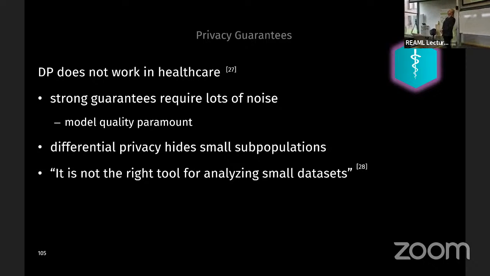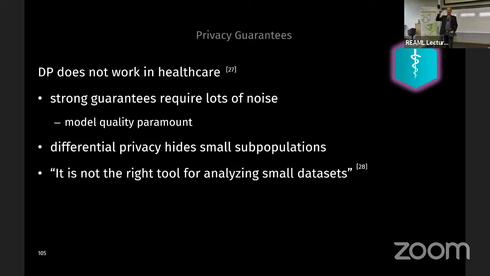It seems that differential privacy has a few more problems than just being practical. One is that it by design hides small subpopulations. That is what it should do, and this is actually a good thing about it. But in some applications, and especially in healthcare, small subpopulations are really important. Think of a rare disease. It's a very, very small subpopulation of your data. So if you hide their impact, you will not be able to learn a model that does something with this rare disease.